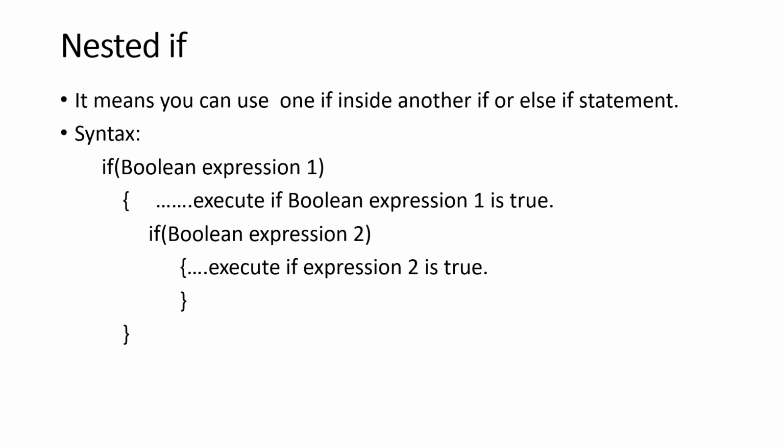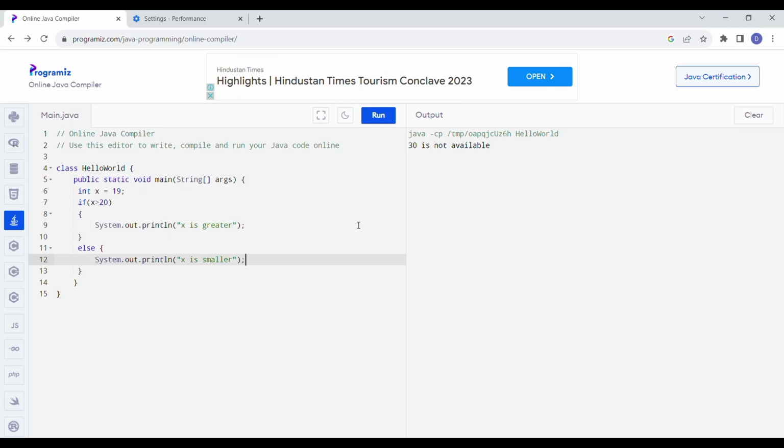So here we will see nested if. As the name suggests, nested if means we can use an if inside another if or else if statement. In syntax, we have to use the if condition and that part. As we saw the example of the if else statement, now we will see the else if ladder.